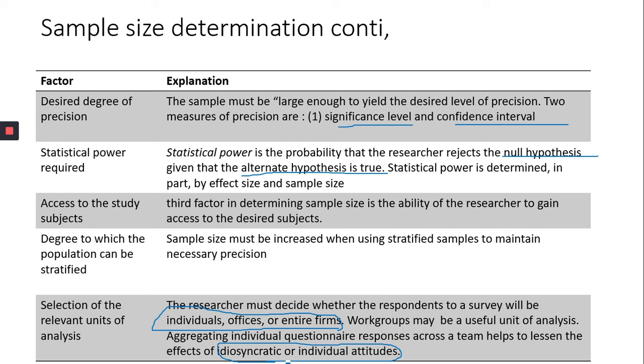The effect is what we call idiosyncratic or individual attitudes. So even though people might belong to the same group, same political party, they might differ in ideology. So instead of asking one person to represent the group, you aggregate: you ask different people from the same group, and then you can generalize to that group.